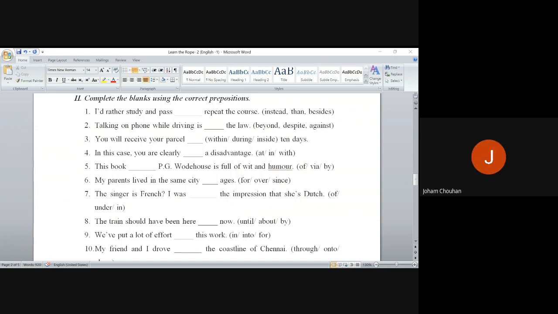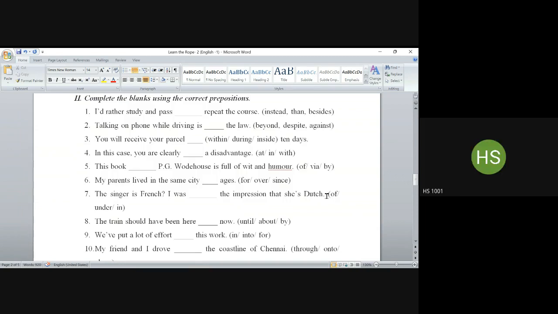Okay, no problem. Yeah, under the impression that she's Dutch. The train should have been here dash now. Until, about, by. Until. The train should have been here until now. No. By. Yeah, by now.